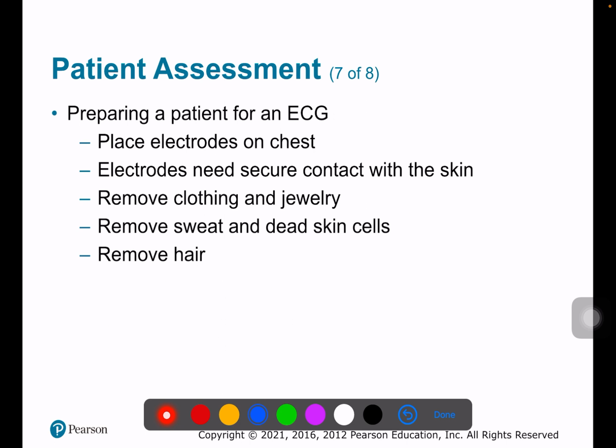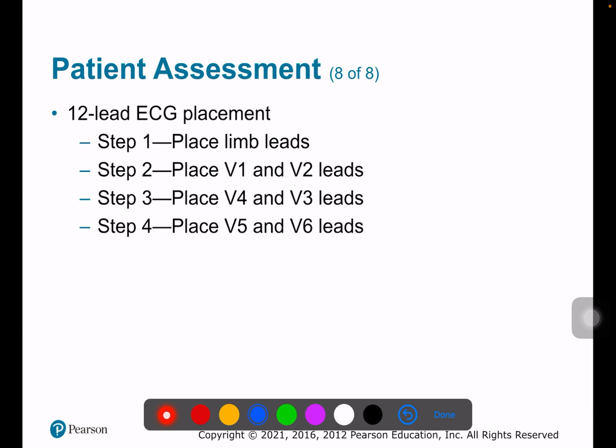Preparing the EKG: place electrodes on the chest, and the electrodes need to make secure contact with the skin. Shave their body and dry off their body. If they're sweating, dry it off. If they're hairy, shave off the hair, and remove jewelry and everything else you can find. Remove sweat and dead skin cells, and then remove hair. Yep, so clear, cut, and dry.